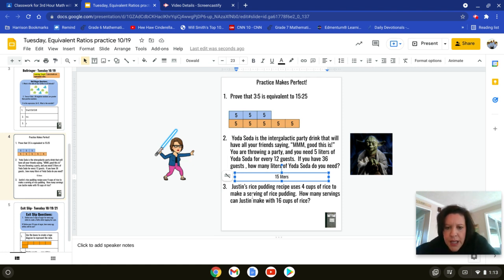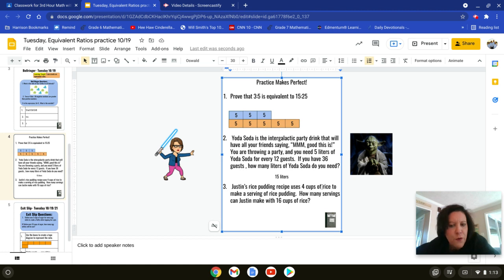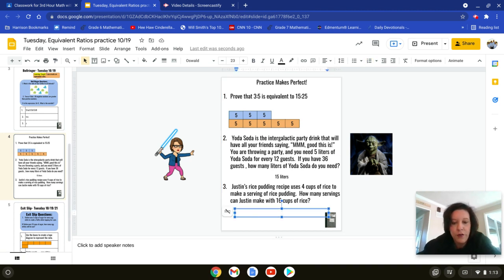This next one says Justin's rice pudding recipe calls for 4 cups of rice to make a serving, 1 serving, 4 to 1. So how many servings can Justin make with 16 cups of rice? How does 4 cups of rice times what become 16 cups of rice? 4 times what becomes 16? Times 4. So then a serving is 1, so you would do 1 times 4 to get 4 servings of rice pudding. I hope that makes sense. Again, if it doesn't, reach out to me and I will go over it with you.